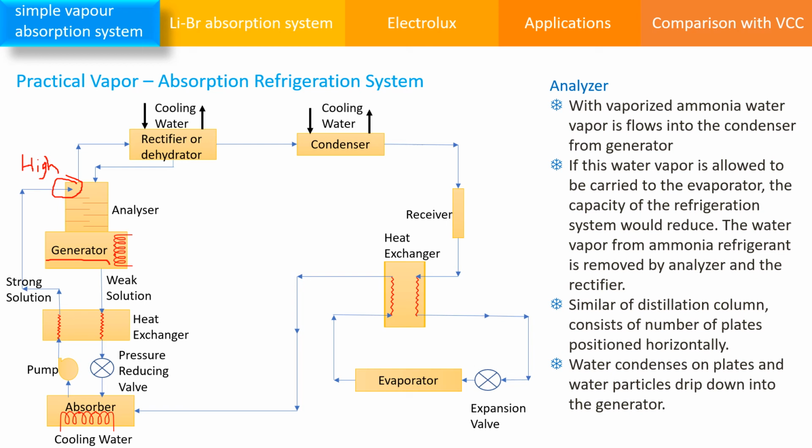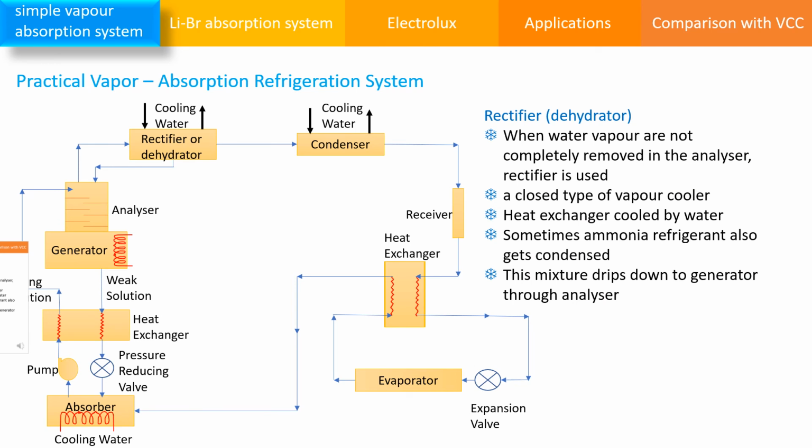For converting this water vapor back to water and dripping it down to the analyzer, we use a rectifier. But the analyzer is like a distillation column, it just contains alternate horizontal plates. We will move to the rectifier. So when water vapors are not completely removed in the analyzer, the rectifier is used. It is a kind of dehydrator or a cooler which cools the water vapor and drips down the remaining water through the analyzer to the generator to create the weak solution part.